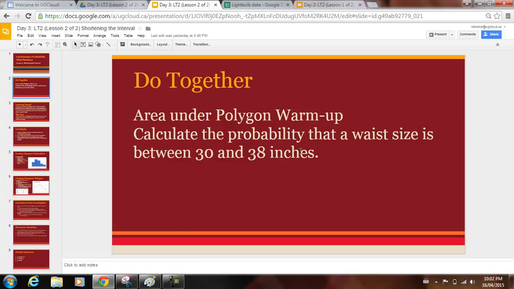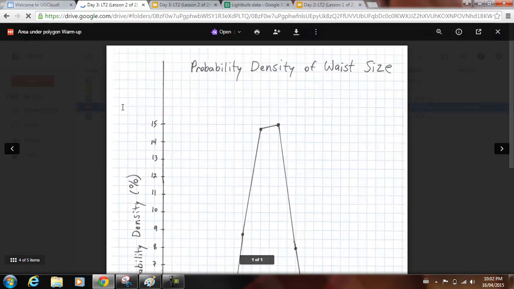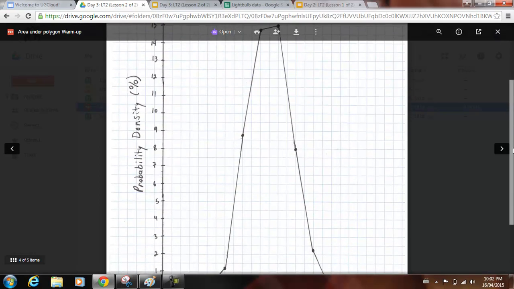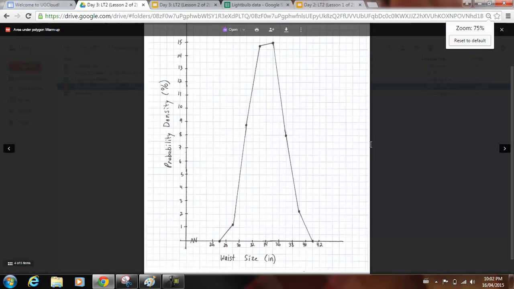If you don't have the handout, if you don't print off this page, this is what we're looking at here: probability density of waist size. We've got this picture of a curve, and this is probability density. So we'll tell you the area under the curve.